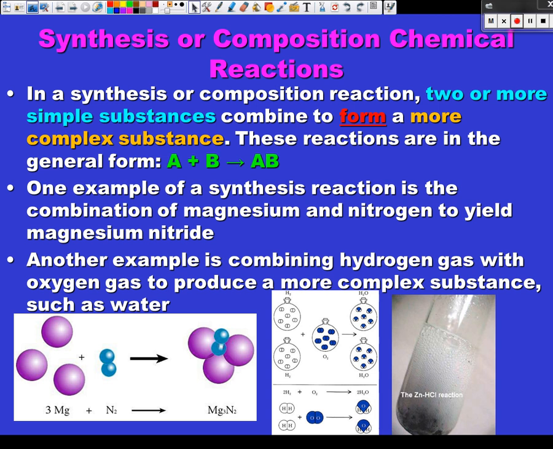Composition reaction: 2 or more simple substances combine to form a more complex substance. These reactions form the general form of A plus B makes AB. So my question is, how many reactants must you have? Doesn't matter what they are, as long as you got 2. And how many products would you have? 1. That's what makes a synthesis. One example of synthesis is the combination of magnesium and nitrogen to yield magnesium nitride.